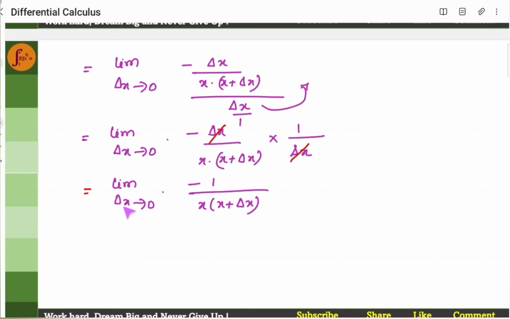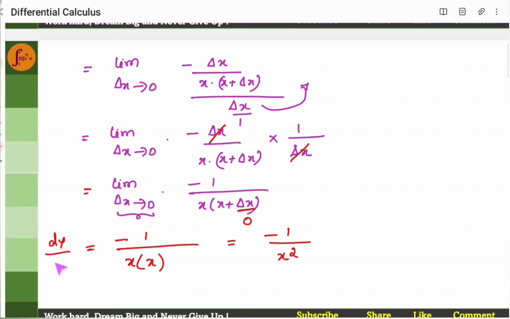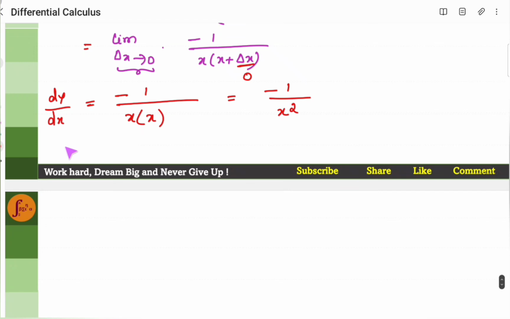So now I'll apply the limit. I'll have to substitute delta x as 0 here, right? That is how I apply the limit. So if I substitute, I'll get minus 1 by, instead of delta x, I'll put 0. So I'll get x into x plus 0, which is x. Nothing but minus 1 by x square. This is dy by dx. This is nothing but the derivative of, what is y? It's 1 by x. So therefore, the derivative of 1 by x with respect to x is minus 1 by x square.